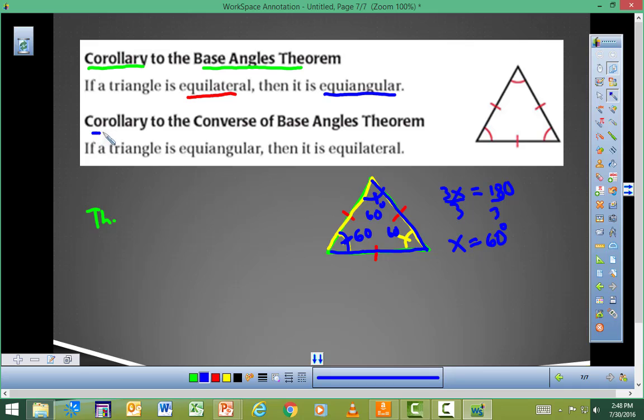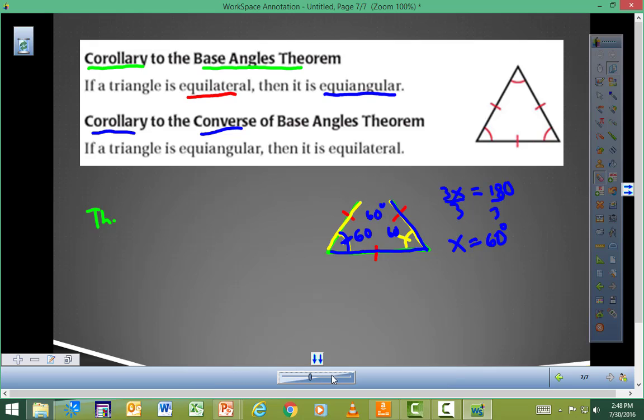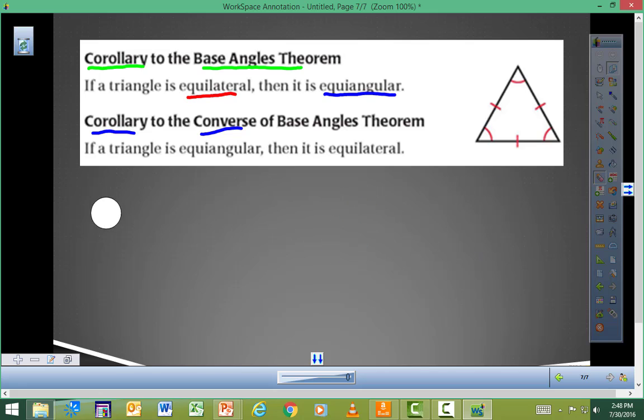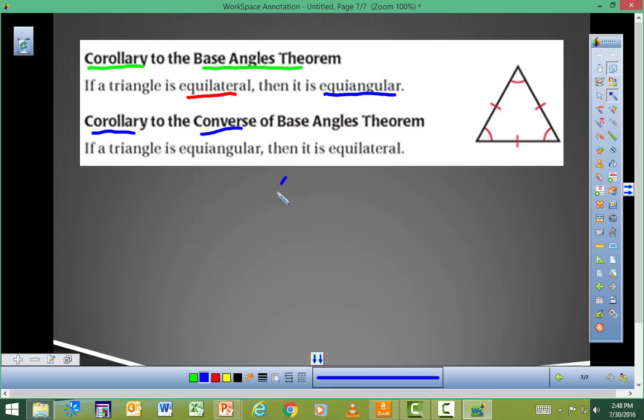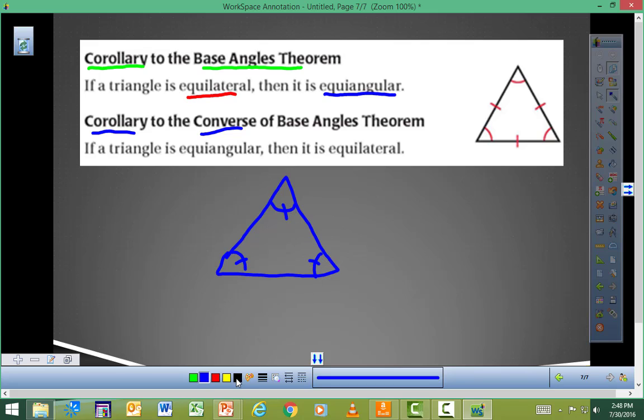Alright, well, here's another corollary, and it's related to the converse one, and it works almost the same way. Let me just erase all this stuff. Okay, so on this one, you start off with an equiangular triangle, so that this angle here is congruent to this angle here, which is congruent to this angle here. And if you consider just those base angles being congruent, then the sides opposite have to be congruent, right? So that side is congruent to this side.